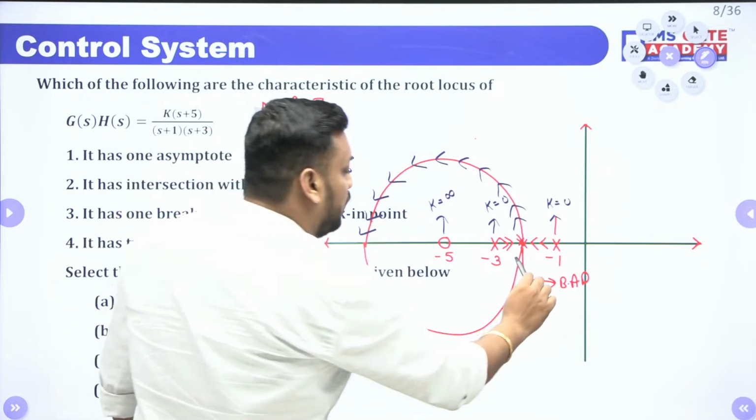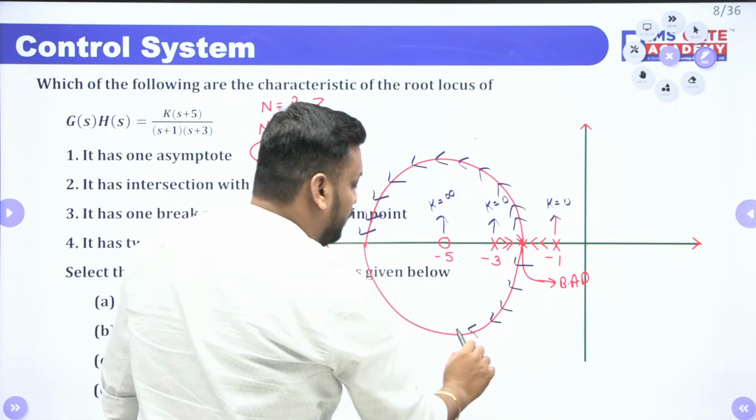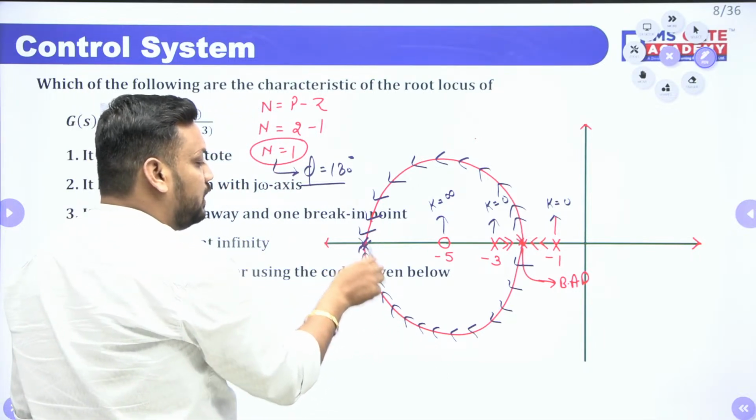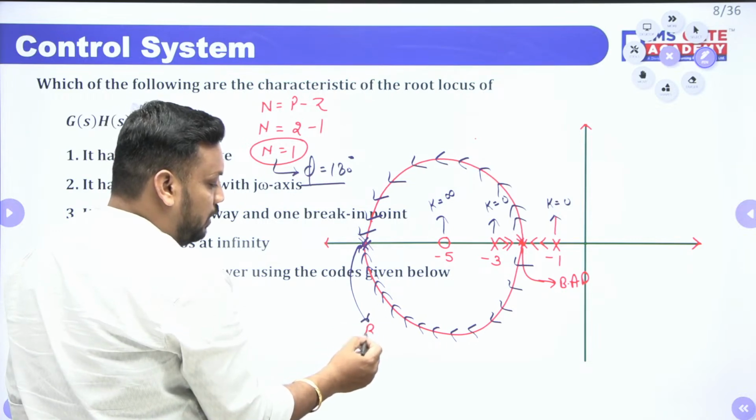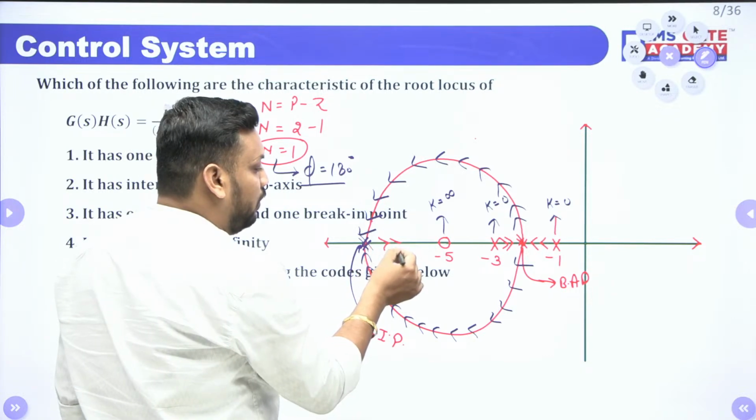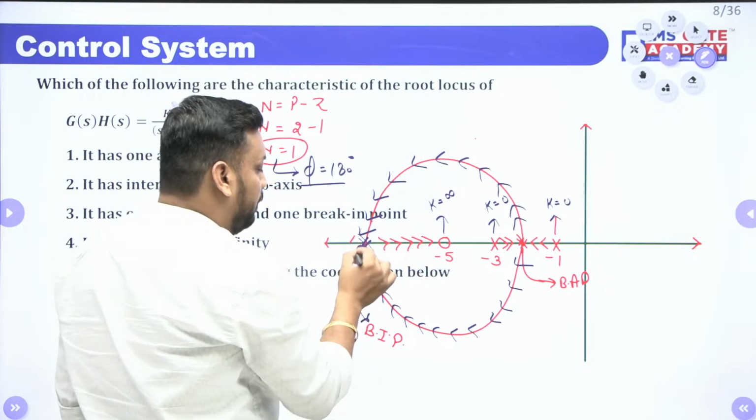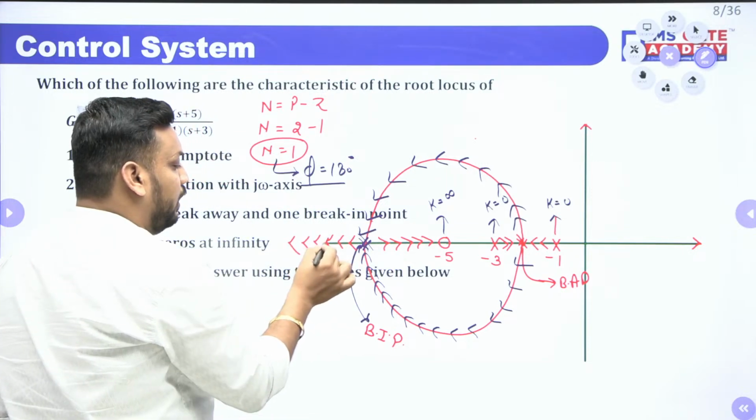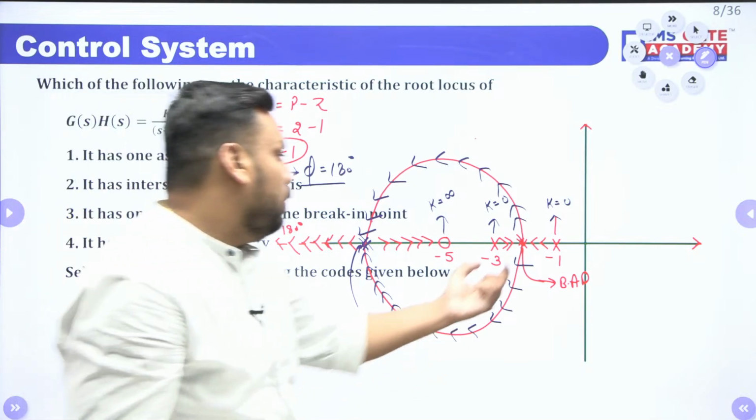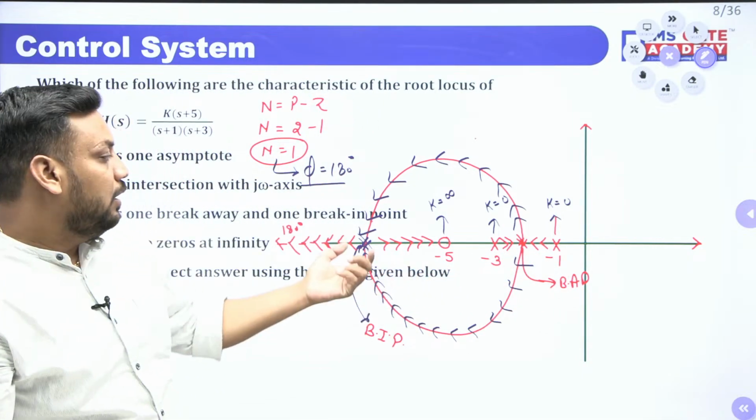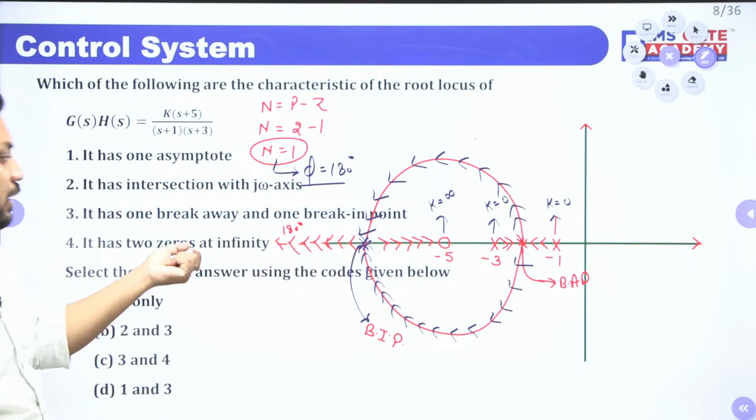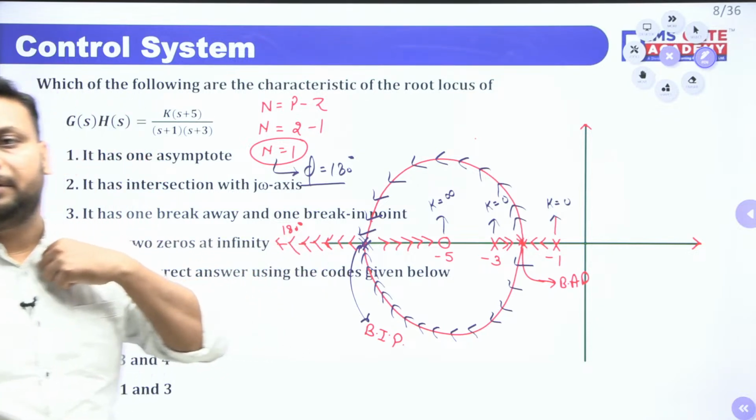You can see here both breakaway and break-in will come into picture. So at this place, this point is your BIP, which means it is working as a break-in point. After the break-in point, one pole will terminate at this zero, and the remaining pole will terminate at infinity by making an angle of 180 degrees. It means we have 2 poles to start the root locus and 1 zero to terminate it, but the remaining one pole will terminate at a virtual zero at infinity.